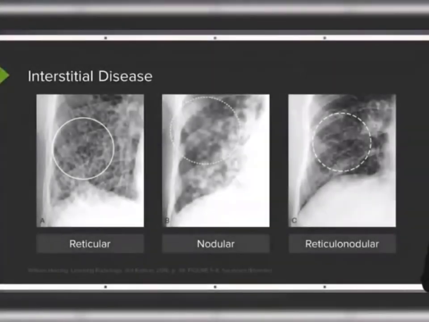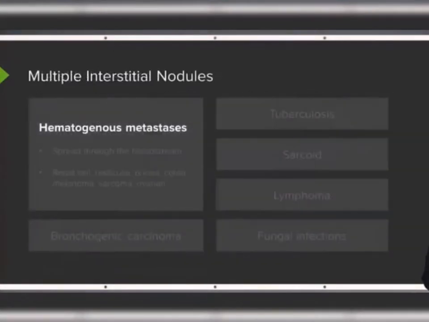So the remaining two types of patterns seen with interstitial disease are nodular and reticulonodular. We've seen an example of reticulonodular with metastatic disease. Let's take another look at some examples. So other things that can cause a reticulonodular pattern or a nodular pattern are hematogenous metastases, which can spread through the bloodstream. And again, the common causes are renal cell, testicular, breast, colon, melanoma, sarcoma, and ovarian. These usually produce more of a nodular pattern and somewhat less of a reticular pattern.